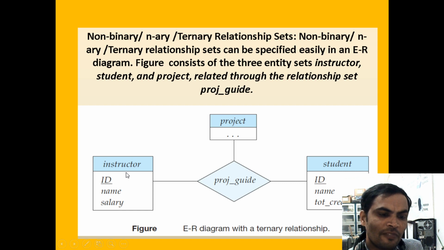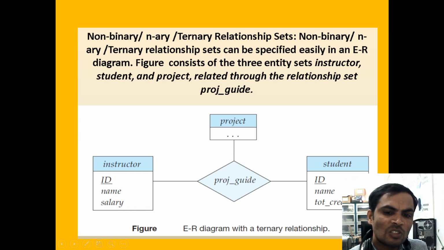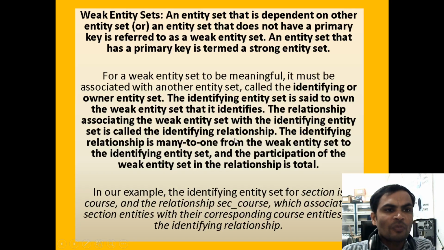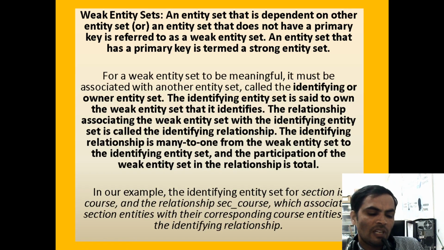Means the first binary relationship is between the instructor and the project. Then coming to the relationship between the project and the instructor, one more relation comes from instructor to the students. Here it is existing as a three-array relationship, we can call it a ternary relationship. Now the next is a very important topic.